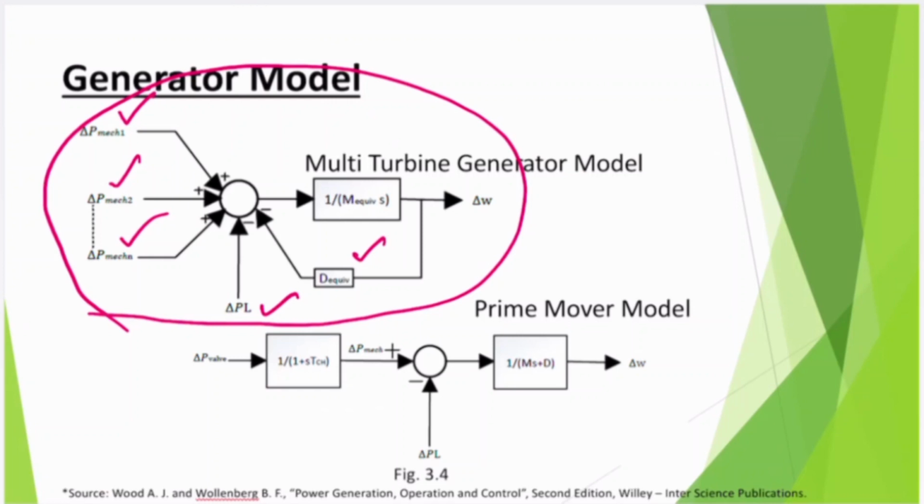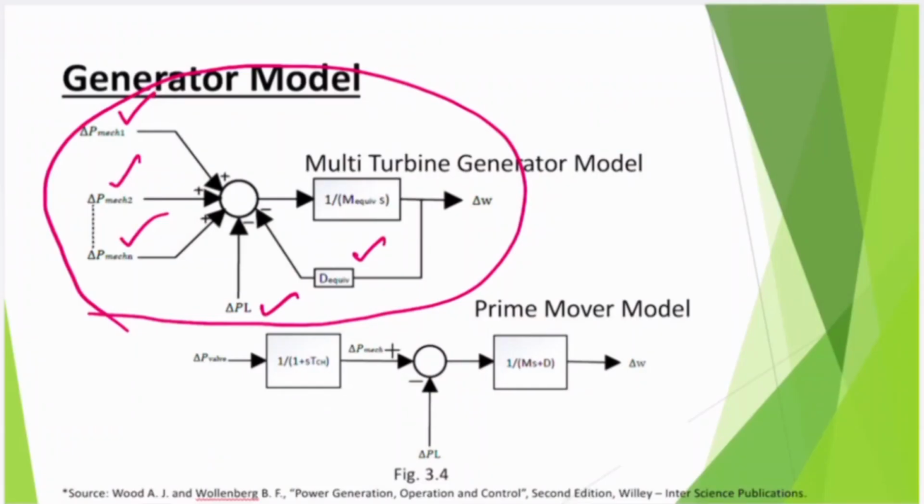So you have to have D equivalent, and then you can have 1 upon M equivalent S minus S, and this delta omega. So it is now important for a multi-turbine generator model. It is the same as my single machine, except the change in mechanical power inputs has to be different, and also the D and M are not based on a single machine but are multi-machine based, so you need to determine what D equivalent and M equivalent are for n number of machines.